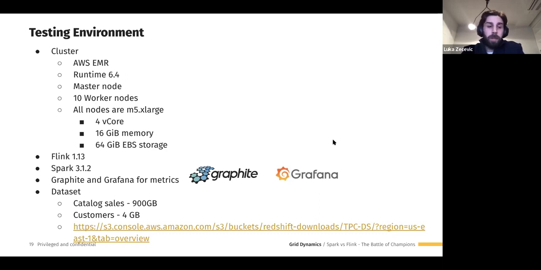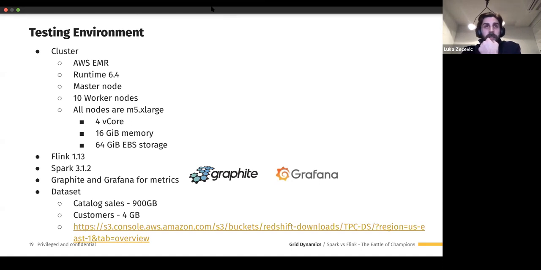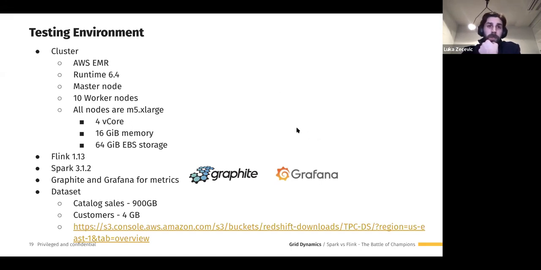Our cluster consisted of 11 nodes, of which one was a master node and 10 were worker nodes. All nodes were M5.xlarge. As you can see, it's a machine with 4 vCores, 16 gigabytes of memory, and 64 gigabytes of EBS storage. We use a separate EC2 node for Graphite and Grafana, where we stream the metrics. We stream the metrics using the native embedded classes like Grafana Sink for Spark and Grafana Reporter for Flink. The dataset is a public dataset that's used for a lot of benchmarks around the world.